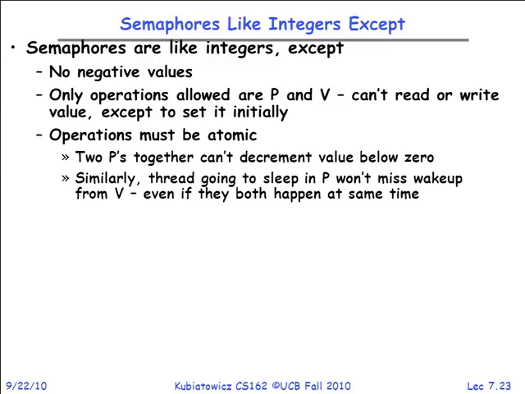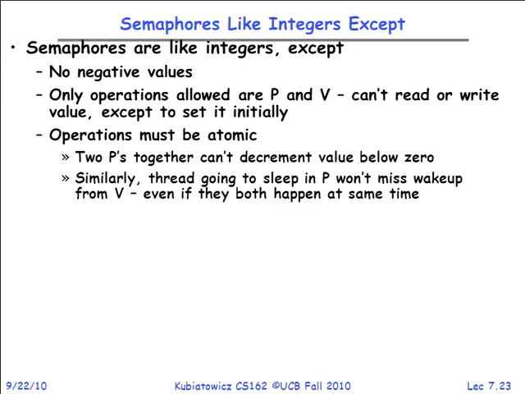So it won't be the case that you do a P operation, it sees that it's 0, you're about to go to sleep, somebody executes V, and then you go to sleep with the value equal to 1. That will never happen. So P and V operations are truly atomic with respect to each other. They happen in some order. Is that clear to everybody?